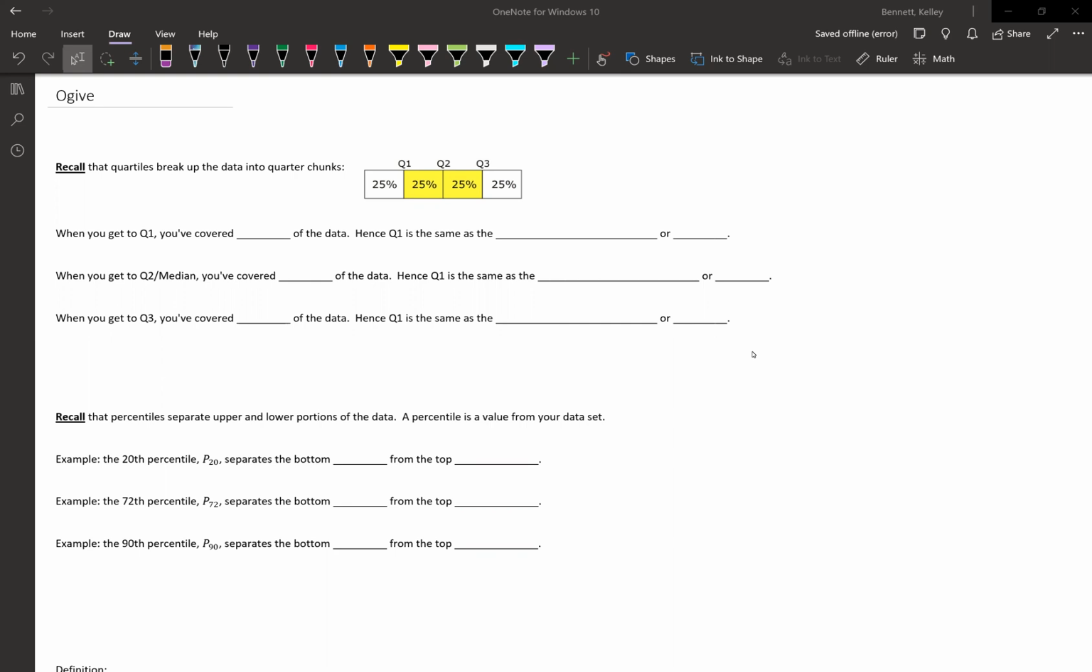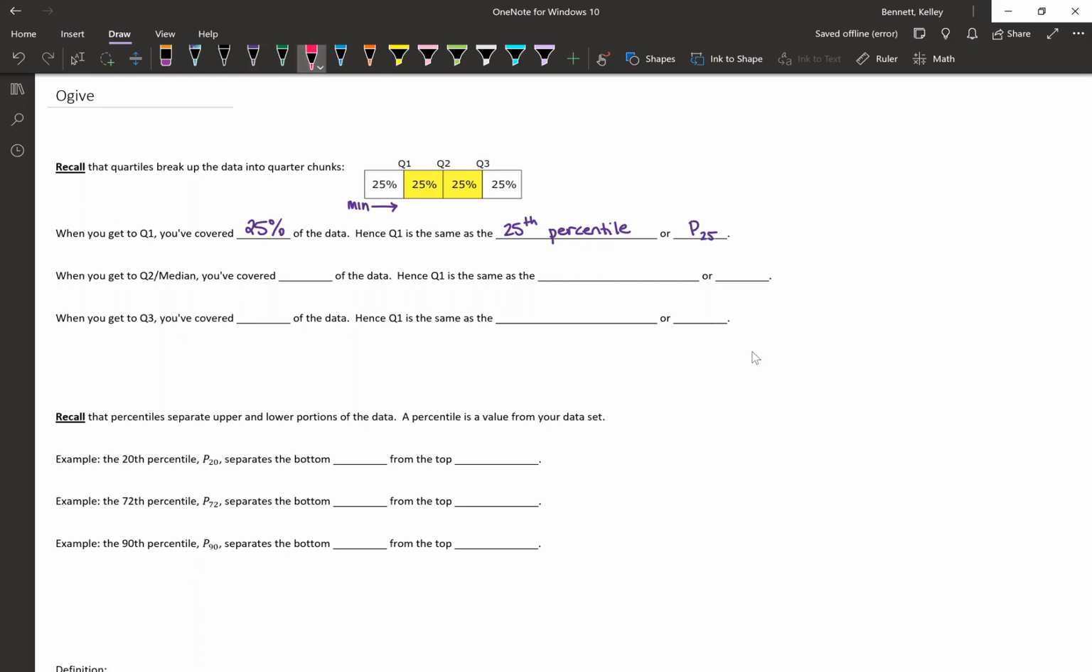So in this image here, it shows if you have your data sorted from low to high, by the time you go from your minimum to your first quartile, you've covered 25% of the data. So Q1 is the same as the 25th percentile, which we can write as P25.